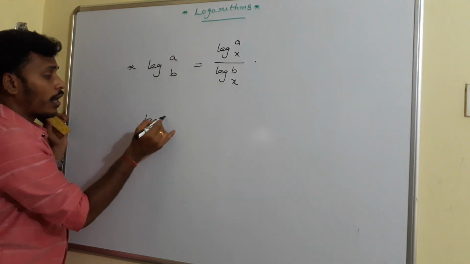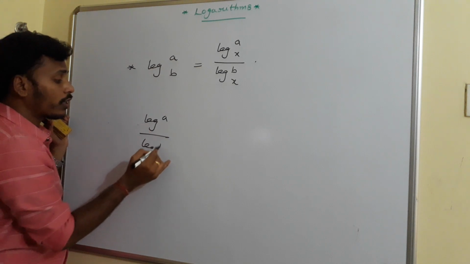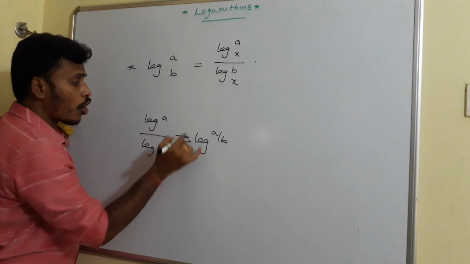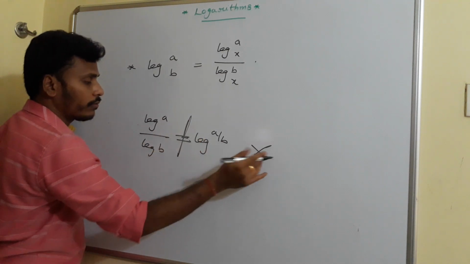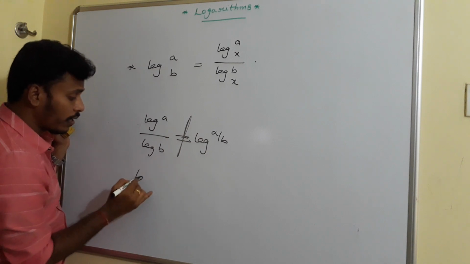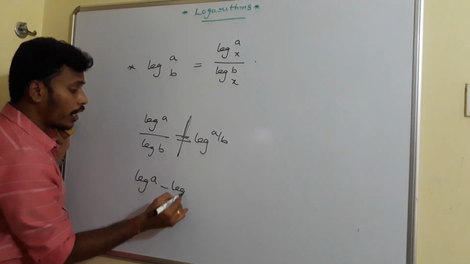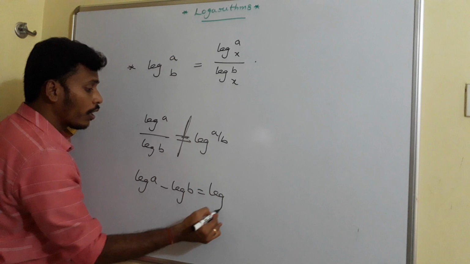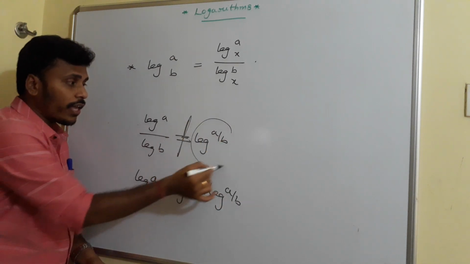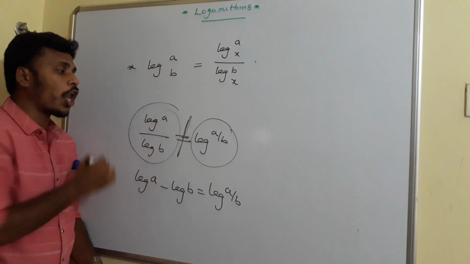Okay, see, this is a different one. Just look here. Logarithm of a by logarithm of b is equal to logarithm of a by b. This is not correct, right? This is a wrong thing. Where will you get log a by b? Logarithm of a minus logarithm of b is equal to logarithm of a by b. This logarithm of a by b is different from log a by log b.